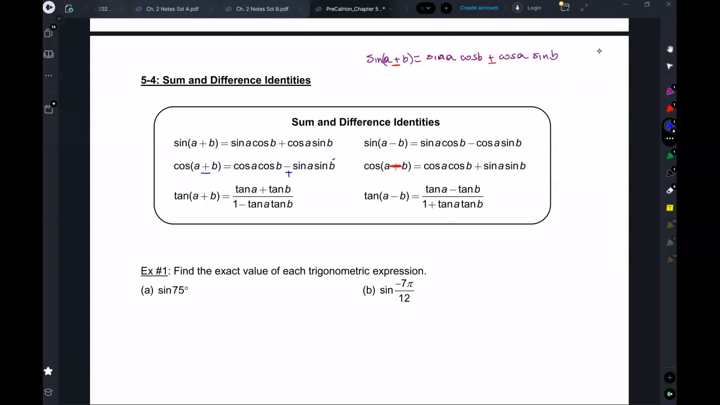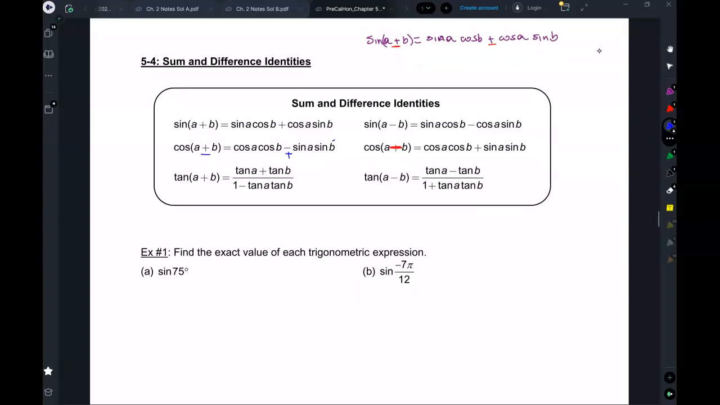Tangent, I don't have a song for that, but you have tangent A plus tangent B. So plus, then it'll be one opposite sign, tangent A, tangent B. But still there is a pattern, right? Because it's tangent A, tangent B, same order, addition, multiplication, and then plus minus, and this is just the opposite sign. Okay, enough of that. You do have to memorize these though.